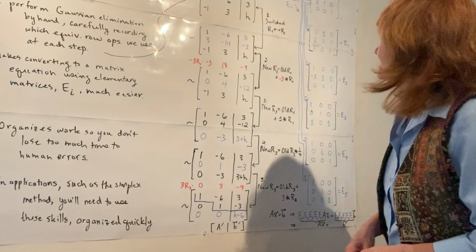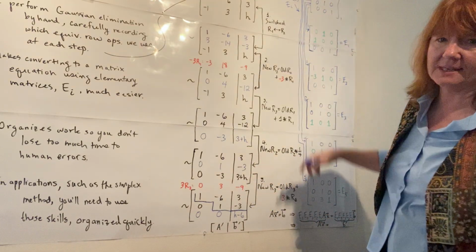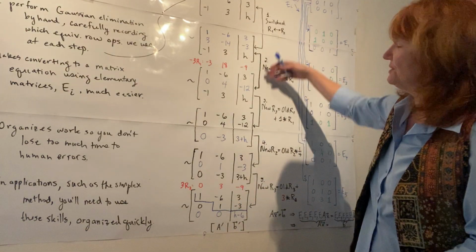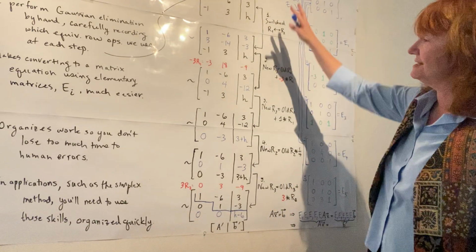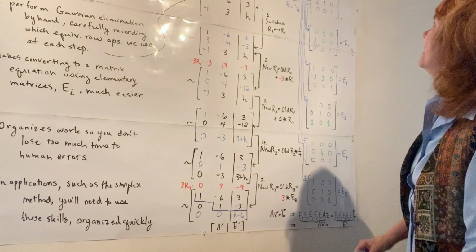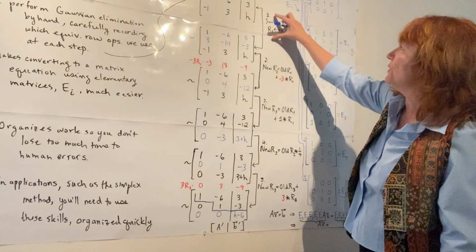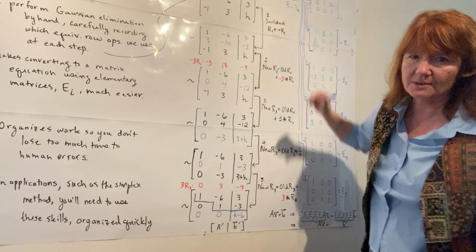But before I leave this, let me show you how to come up with the elementary matrices that perform each of these row operations. Doing them in parallel with this makes it really easy. So to make an elementary matrix, remember, all you have to do is take a row operation and perform it on an identity matrix of the correct size.